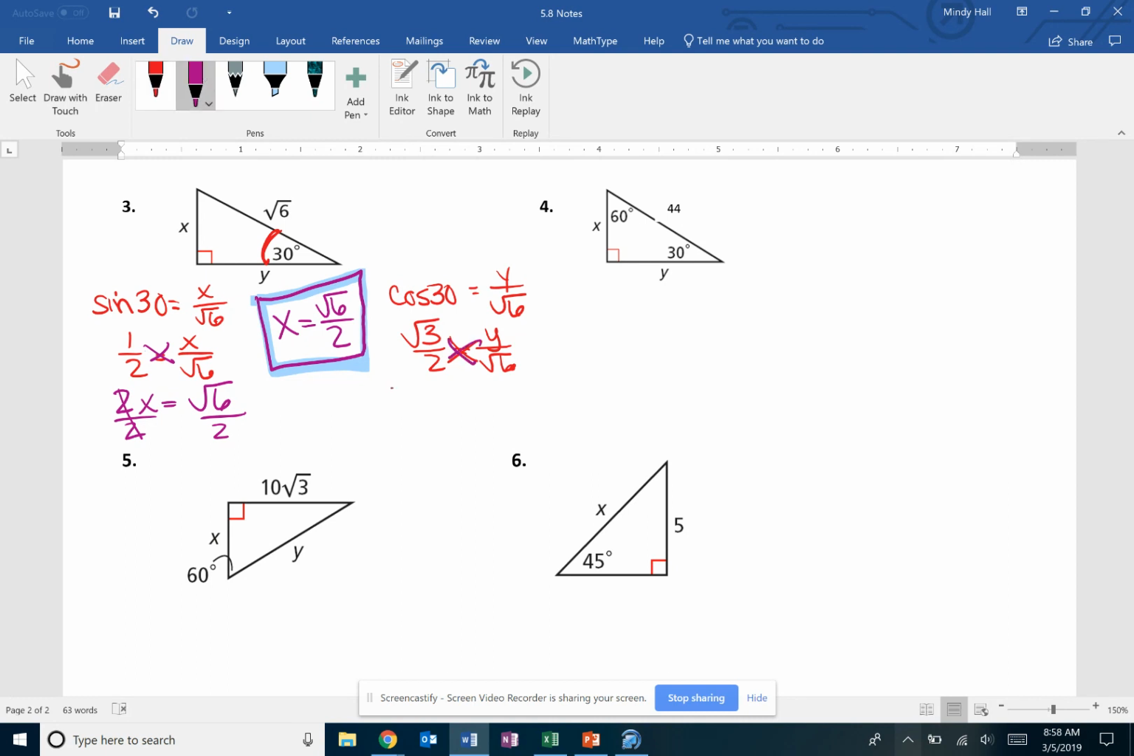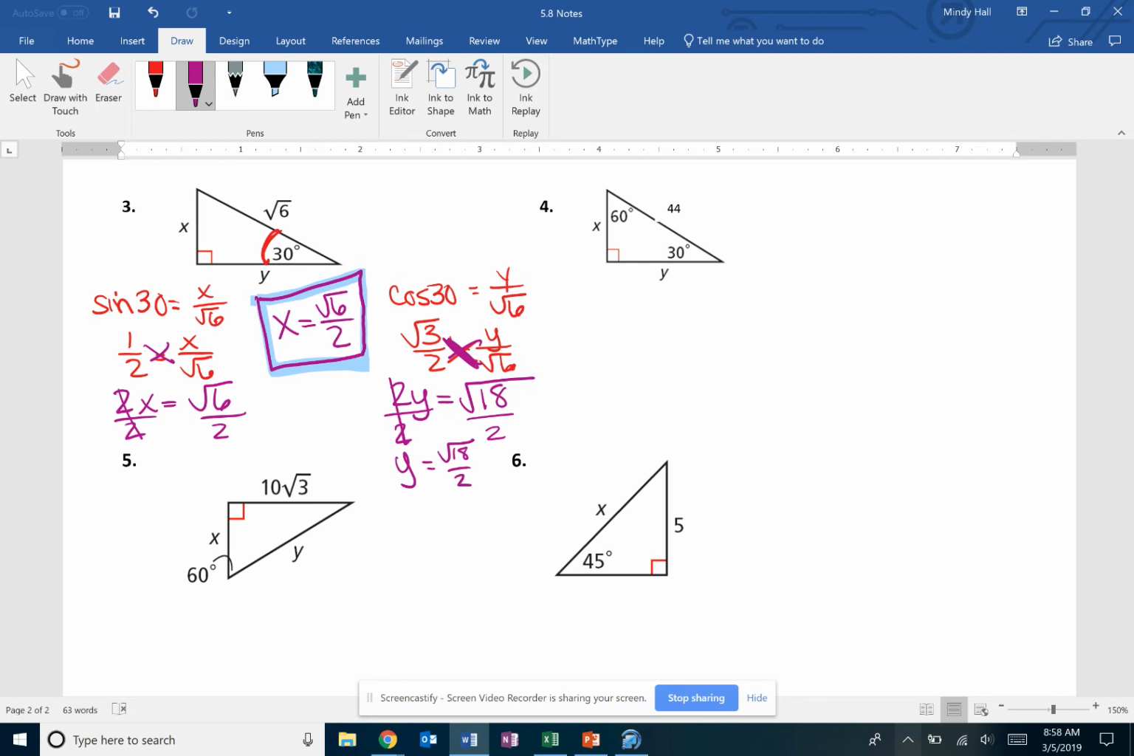So we have 2 times y, which is 2y. And then square root of 3 times the square root of 6 is really just the square root of 3 times 6, which is the square root of 18. So then we divide by 2. And some of you may prefer to simplify a radical first and then divide by 2. It's kind of up to you.